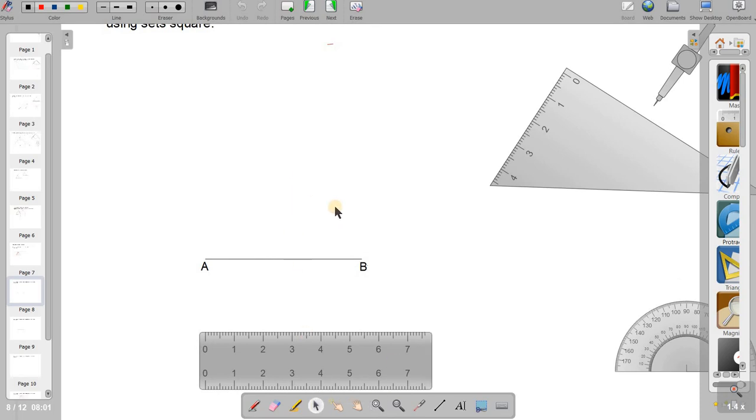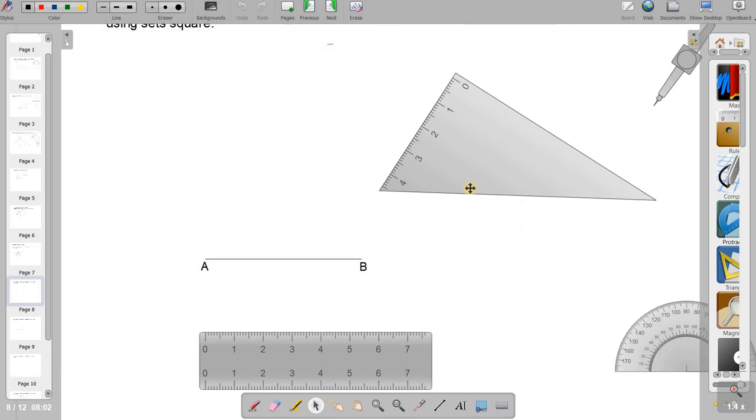We will have to draw a perpendicular to this, but using a set square we are going to do it first. Okay, that's the question here. So we will first take the set square. I will introduce you to this set square. In this set square, this angle is 90 degrees, and these two angles may vary depending upon the size. This set square is adjustable, but this angle will be 90 degrees.